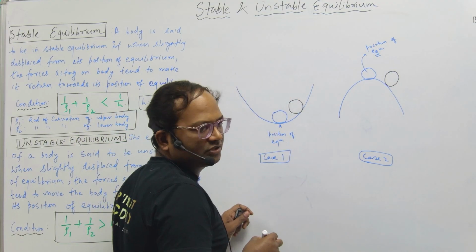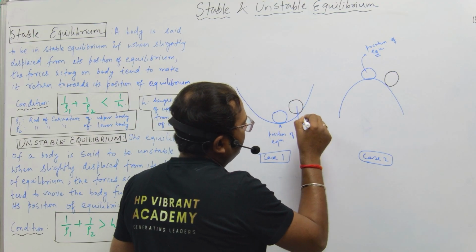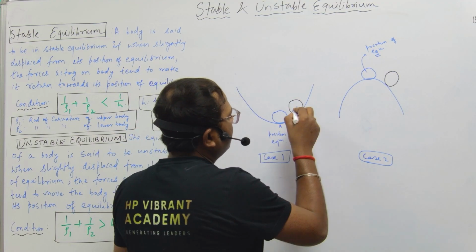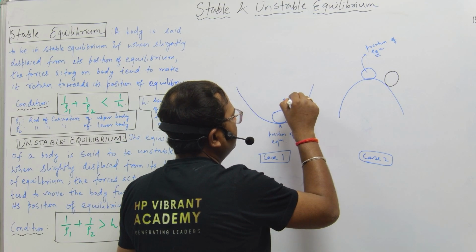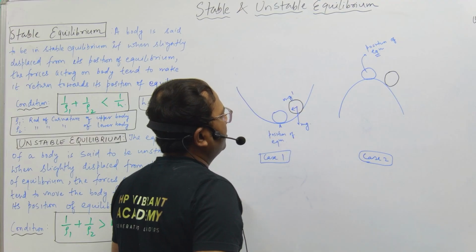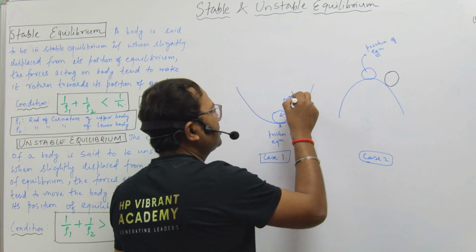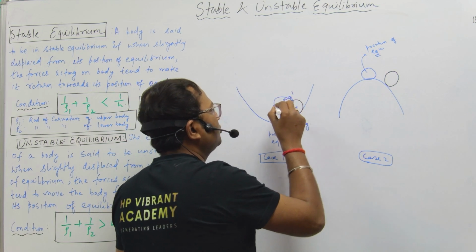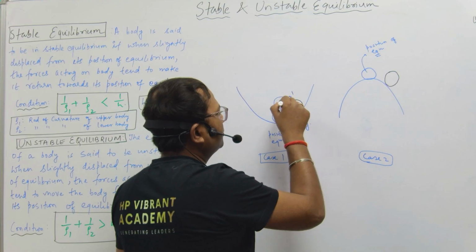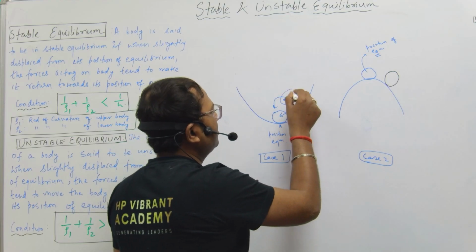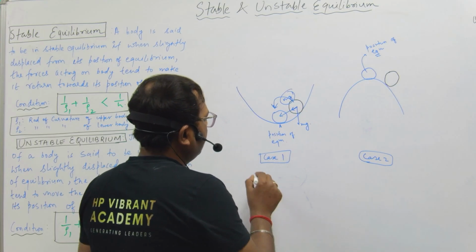So what are the forces acting on this body? The first one is its weight mg, and the resultant component of this mg, let us take this as mg dash. So this resultant component will tend to make this body return to the position of equilibrium. We have given a displacement like this, so the force acting on this body, that is mg dash, will tend to return this body to the position of equilibrium. So this is known as stable equilibrium.